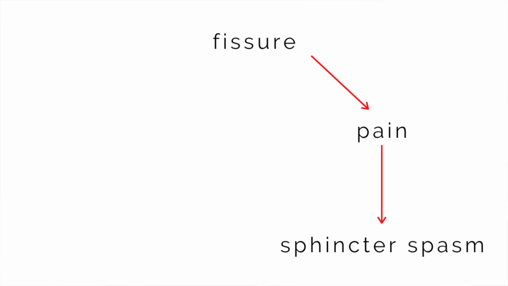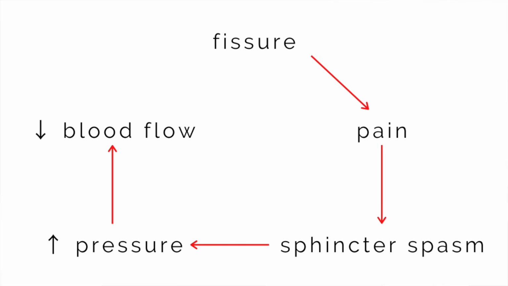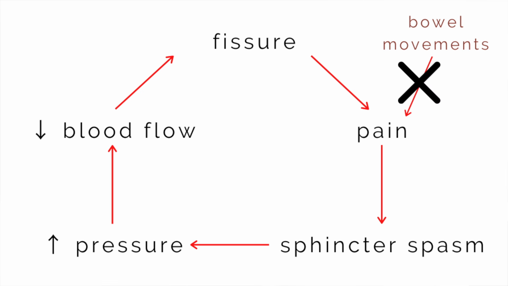However, even though their intentions are so good, when they spasm, it causes an increase in pressure in the anal canal, which causes a decrease in blood flow to the fissure, which can impair and prolong its healing. Bowel movements tend to cause more pain, which leads to more spasm, which leads to less blood flow, and the cycle continues. So all treatment strategies are aimed at interrupting that cycle so that the fissure can actually heal.